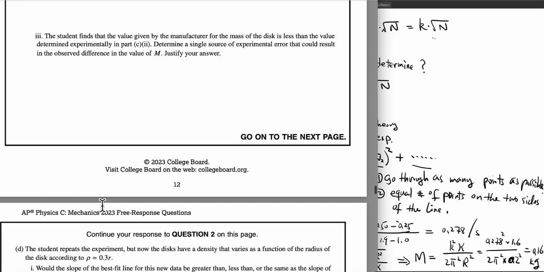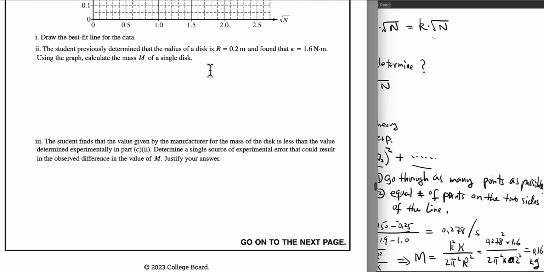Now, sub-question 3. The student finds that the value given by the manufacturer for the mass of disk is less than the value determined experimentally in part C. Determine a single source of experimental error that could result in the observed difference in the value of M. Okay, so since I already know that I think these are here, there couldn't be any error. It can be measured pretty accurately.